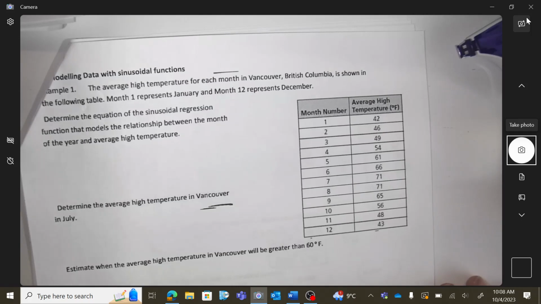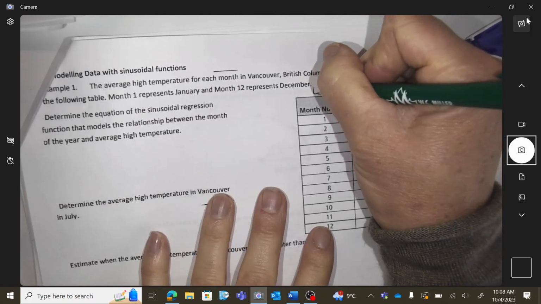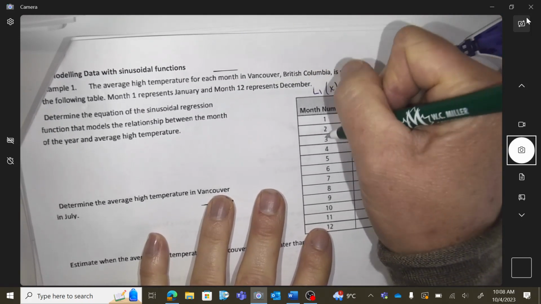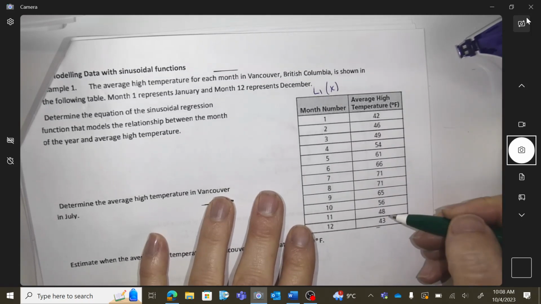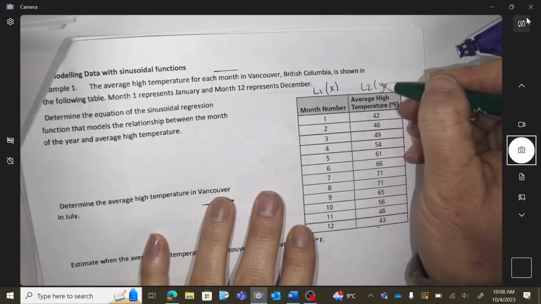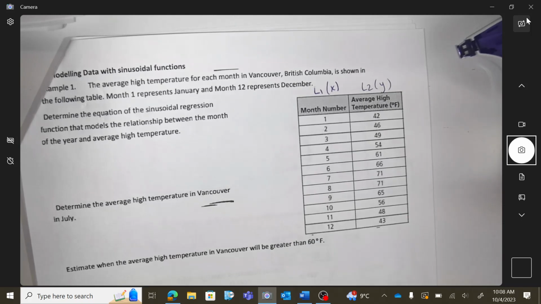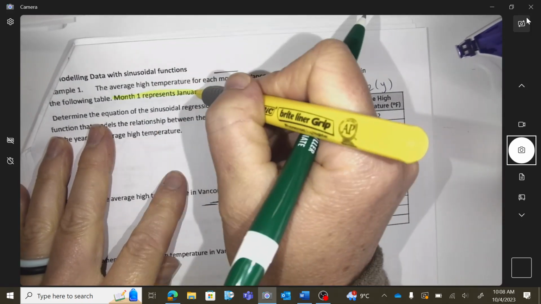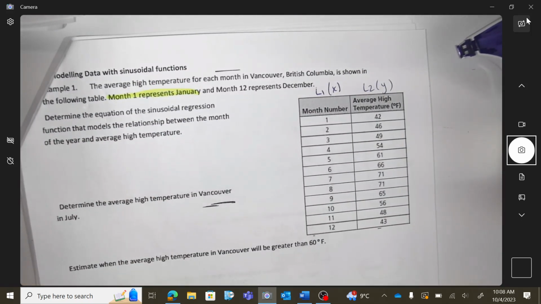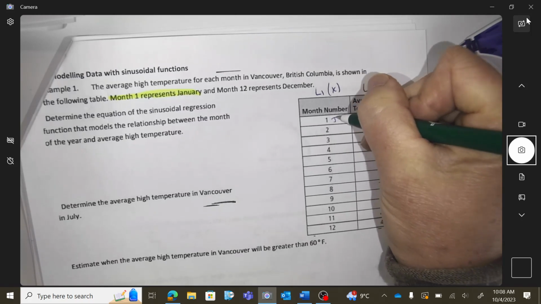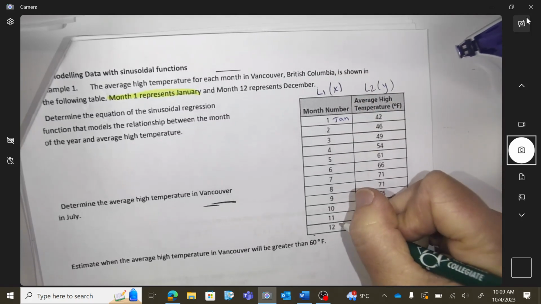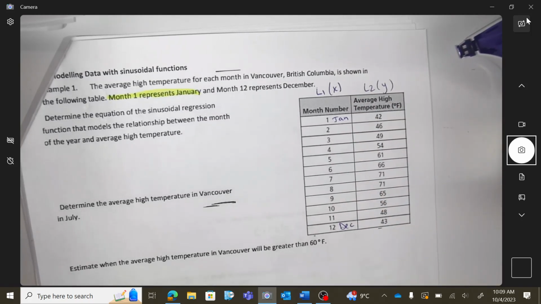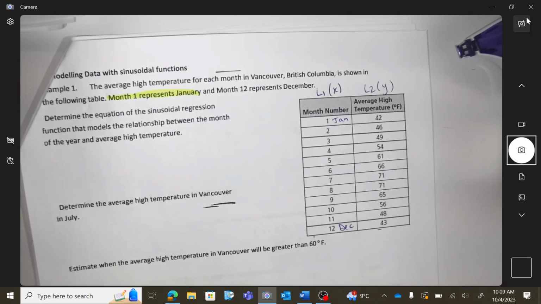Okay, so on this chart we have L1 or X is the month, and then we have L2, so our Y is our temperature. And when I read the info, month 1 is January, right? And then obviously month 12 would then be December. So you kind of have to understand the variables and how they're working.